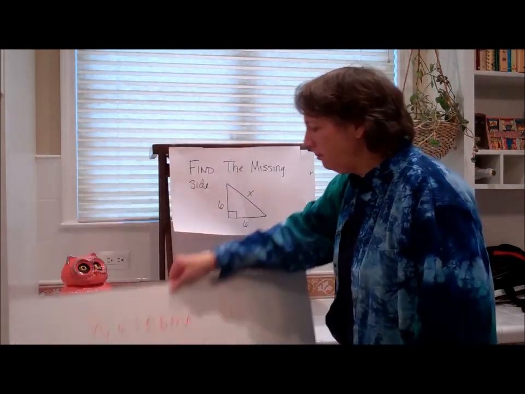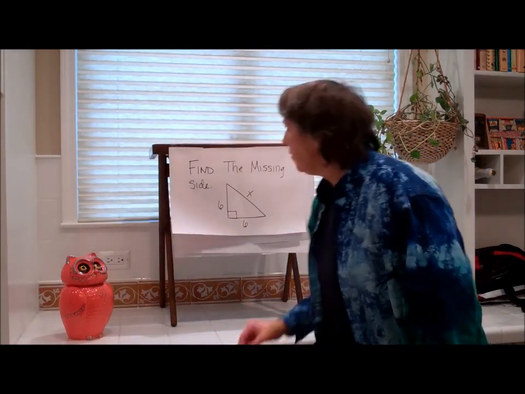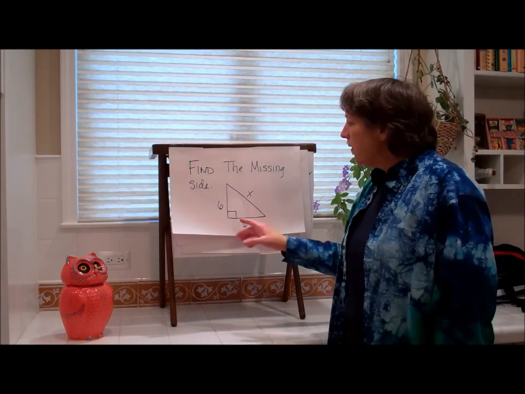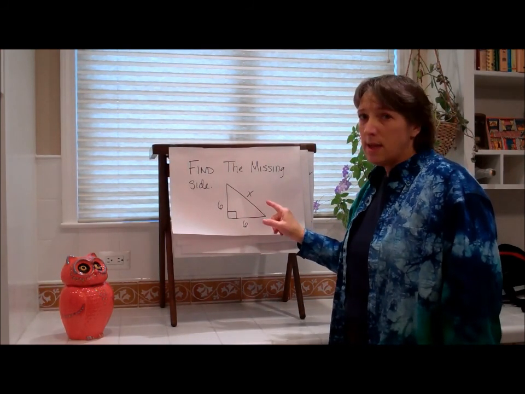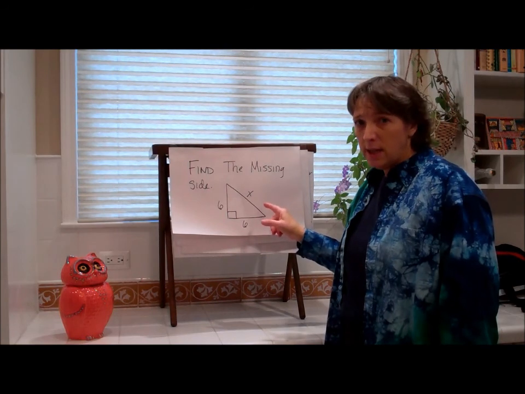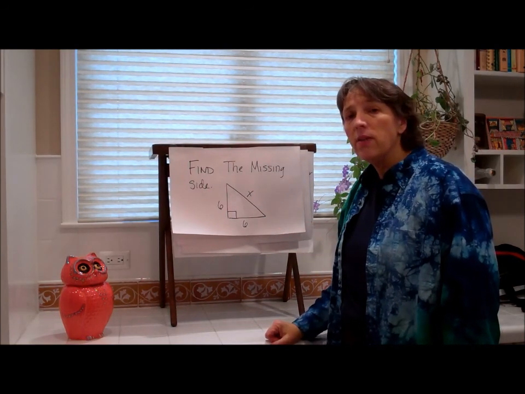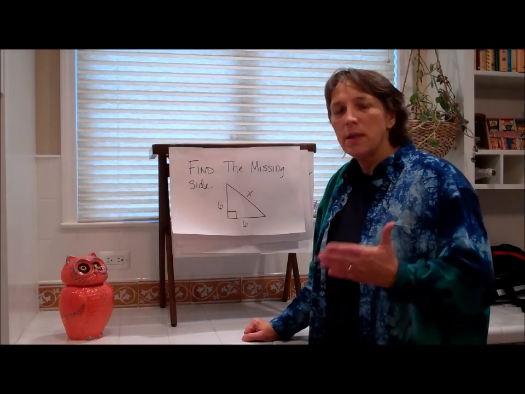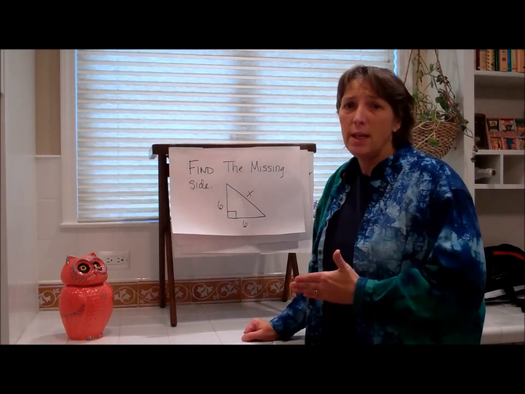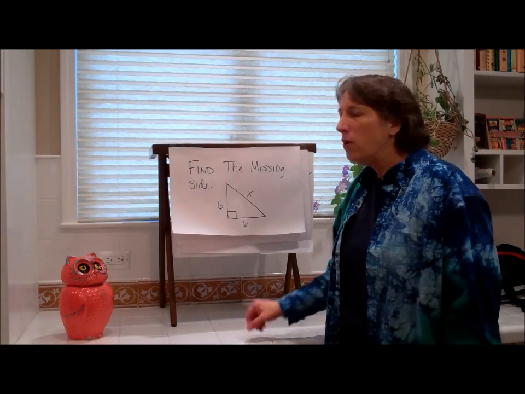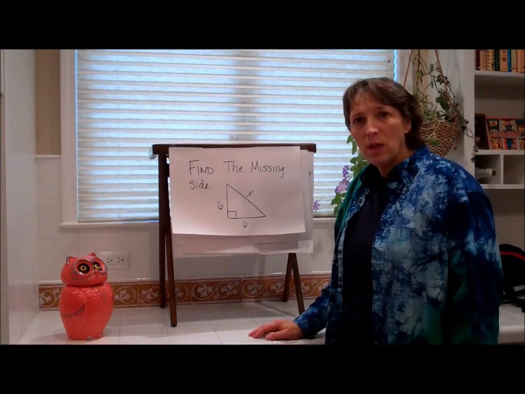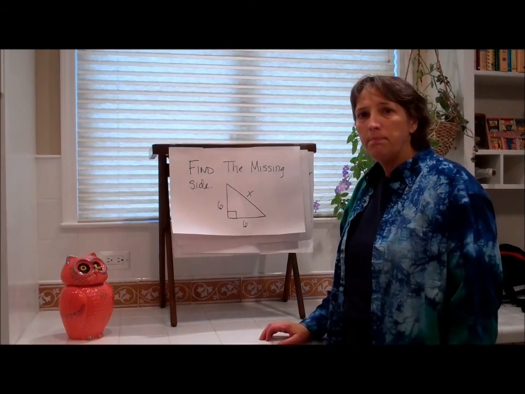The first problem that I want you to do is I want you to find the missing side. Now notice that I have X instead of a letter, C. That comes from the Pythagorean theorem. You have to be able to recognize that just because I don't use A, B, or C as a missing side, that you have to know that you're still using the Pythagorean theorem. So pause the video and do the problem.